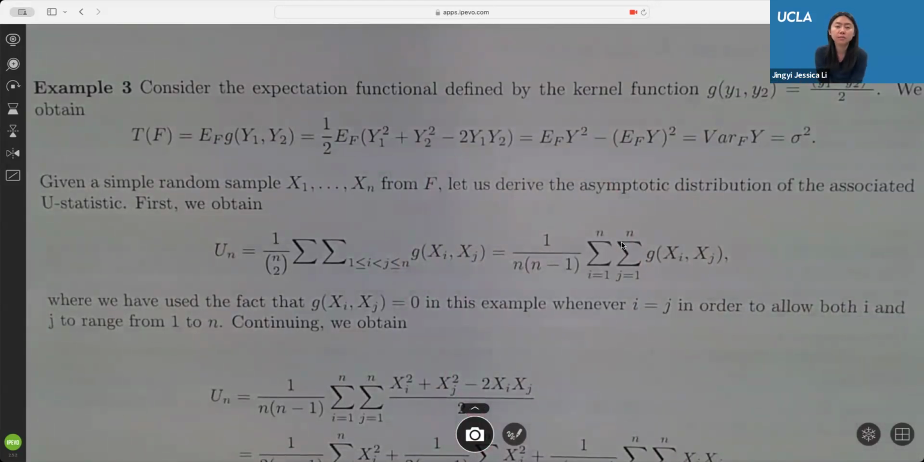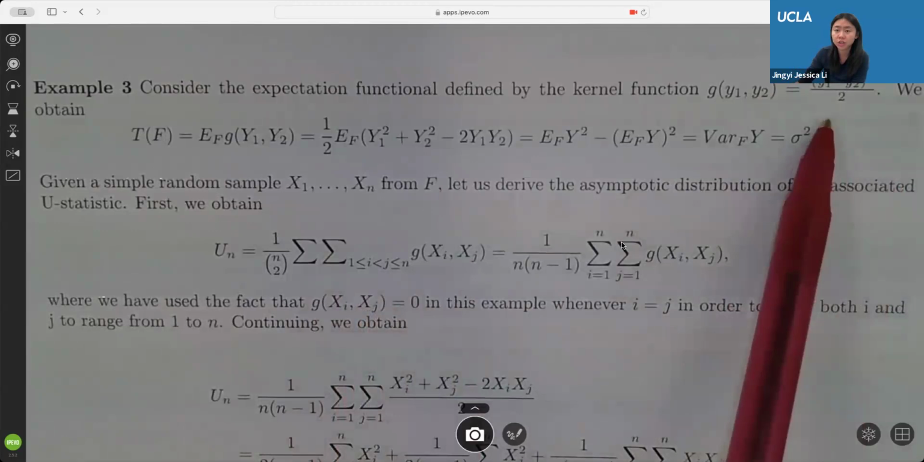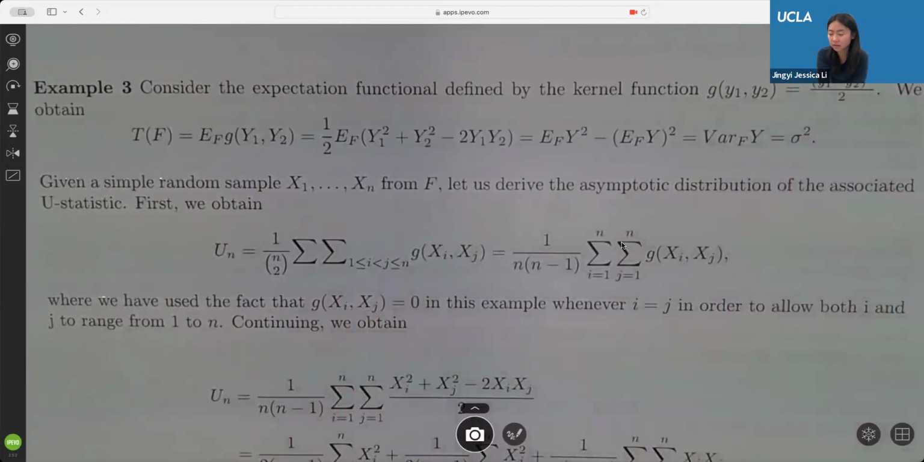Given a simple random sample x1 to xn from F, let us derive the asymptotic distribution of the associated U statistic. We just follow the definition. So U_n is 1 over n choose 2, sum over i less than j, of g applied to xi and xj. We simplify it, that's it, where we have to use the fact that g(xi, xj) is 0 whenever i equals j. This is because of the definition of g here. When they are equal, it's 0.